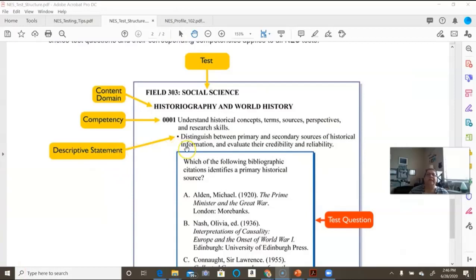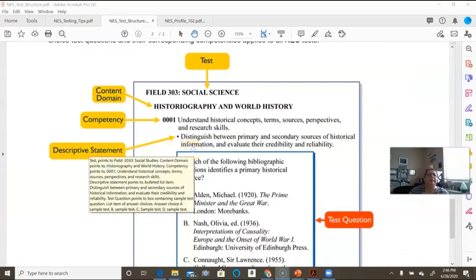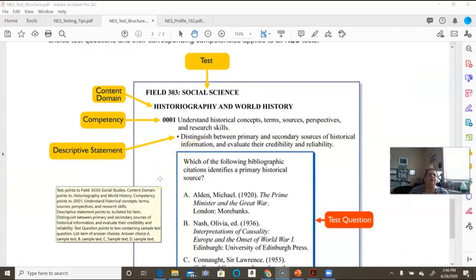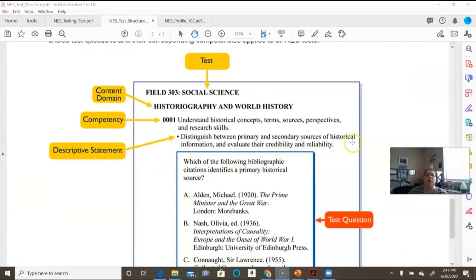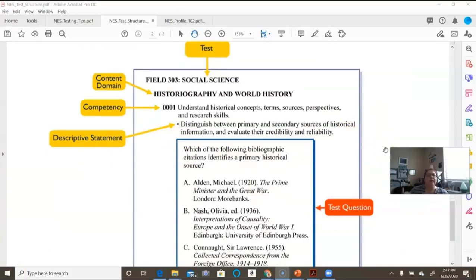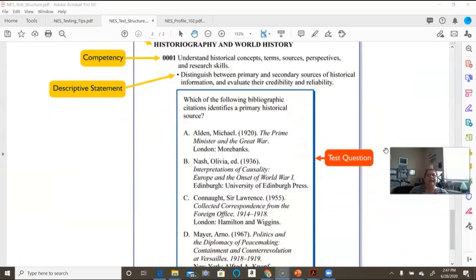The descriptive statement here says distinguish between primary and secondary sources, historical information, and evaluate their credibility and reliability. So that is, if you think about it, your overall goal. How do you know that you're ready to take this test? You know you can do this. So then once you think, okay, I'm ready to do this, look at the example questions.